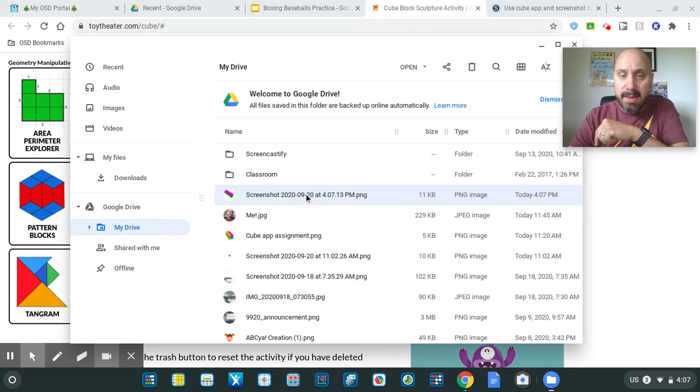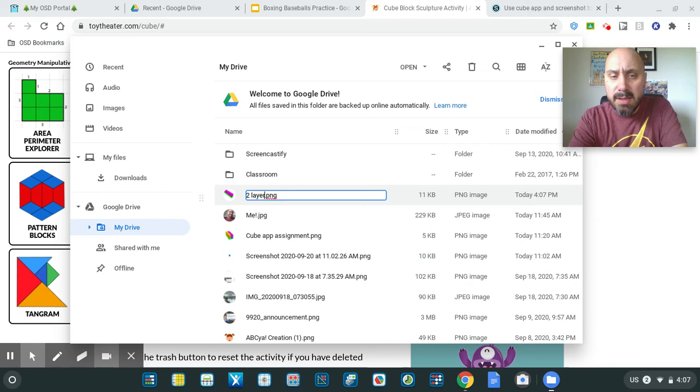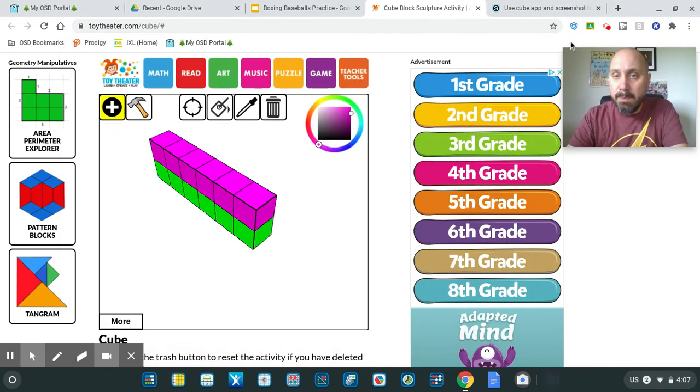My last one was at 11:20 a.m., the one we did before. So if I click this, oh, let's try the Control Enter. Control Enter, yes, it worked. So let's call this one 2 layers. Okay, so let's click out so I can go back now.